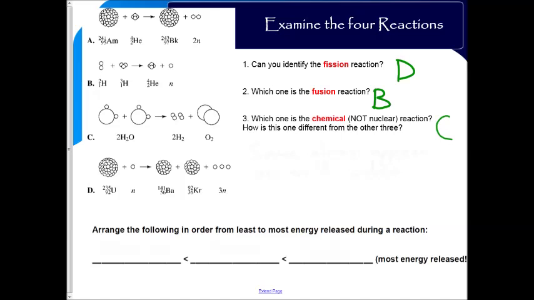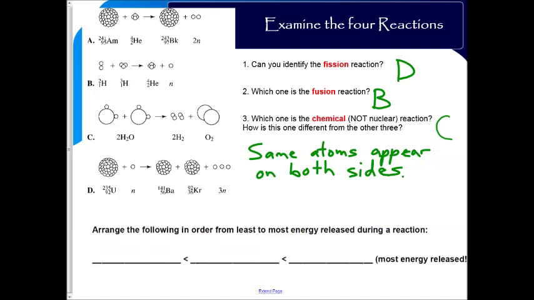Now, the reason this chemical reaction is different from the other 3, we have the same atoms on both sides. We didn't lose any hydrogens, all of the oxygens are accounted for, whereas on the nuclear reactions for fission and fusion, the nuclei actually changed. We didn't end up with the same elements that we started with.